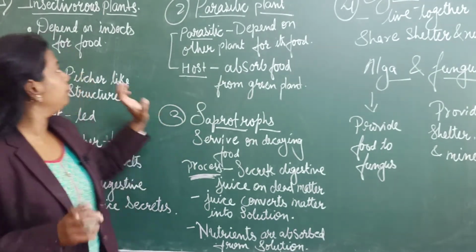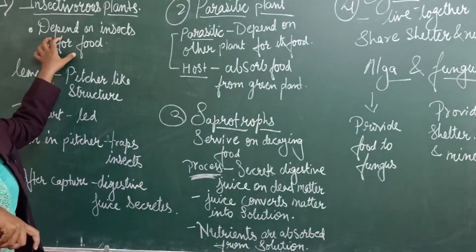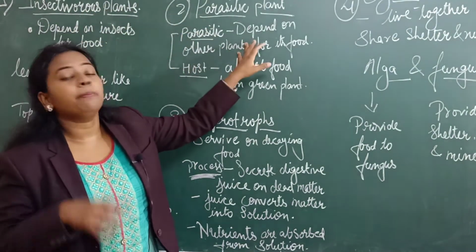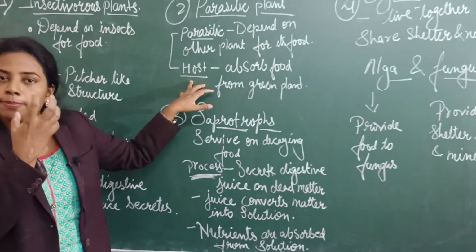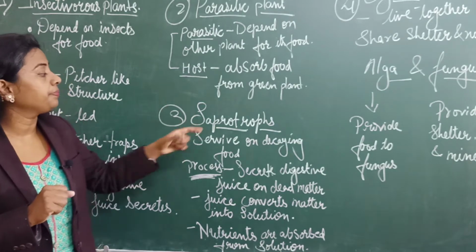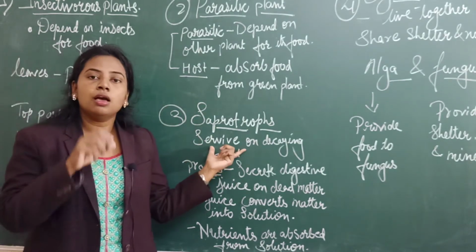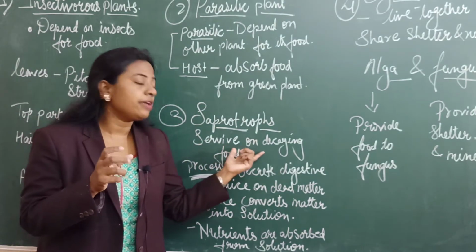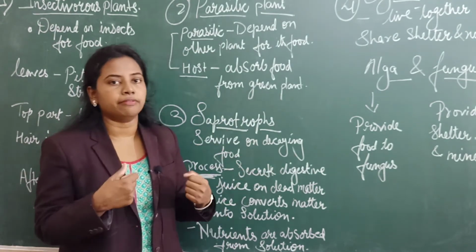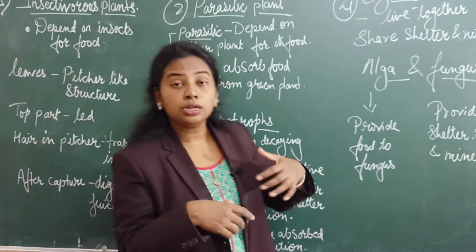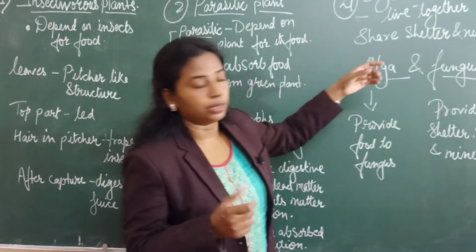Don't get confused. Insectivorous plants depend on insects, parasitic plants depend on another plant for their food, and the host is the plant from which food is absorbed. Saprotrophs survive on decaying food, meaning they survive on decomposing matter for their growth and for their food.